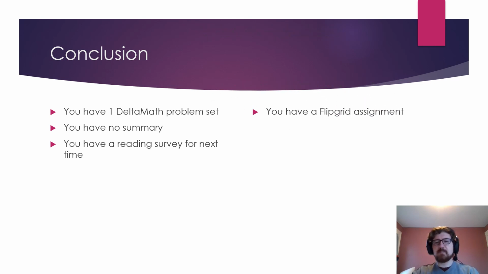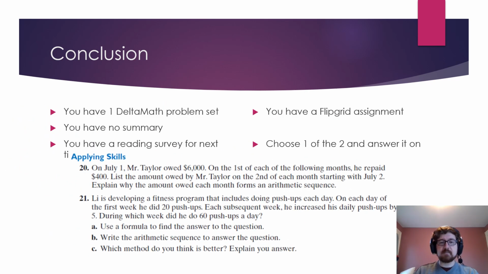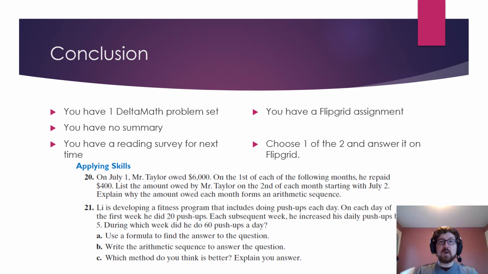It's because you have a Flipgrid assignment. You're going to choose one of the following 2 and answer it on Flipgrid. I'll post this as a second separate assignment in Google Classroom, so that way it's very clear that both of them have to be done. They will both pop up on your to-do list, and I will also post both questions there and on Flipgrid. Here they are. You're going to choose one of these and answer either 20 or 21. There is no extra credit for answering both.